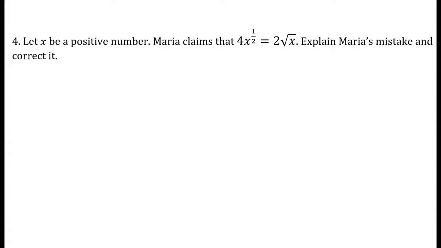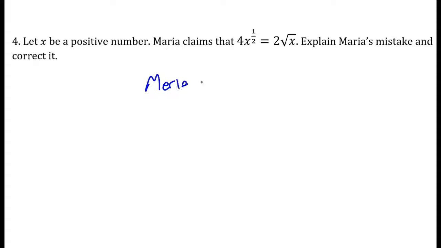Let x be a positive number. Maria claims that 4x to the 1/2 equals 2 square roots of x. Explain Maria's mistake and correct it. So, what did Maria do wrong here? Well, the square root of x is definitely okay. It's the 2 that's not okay.